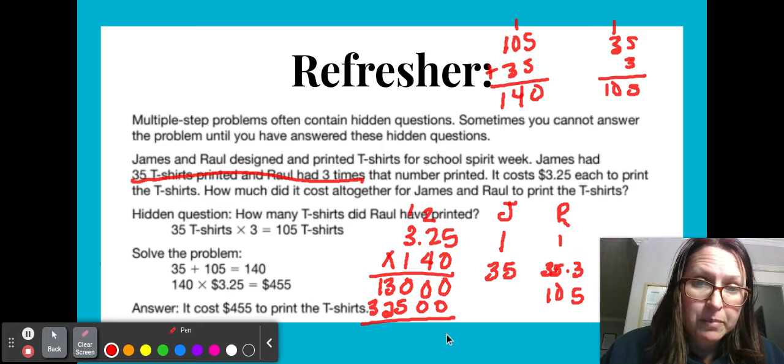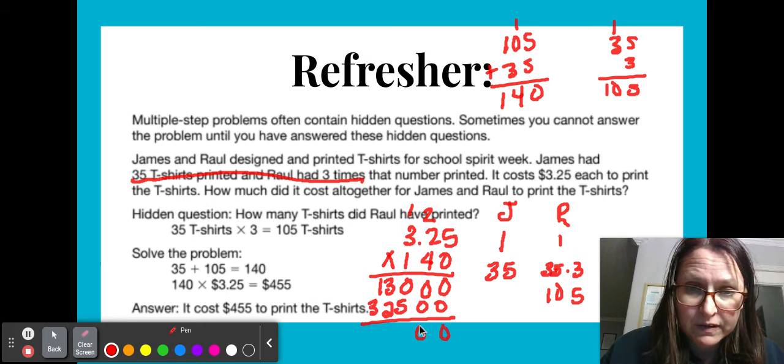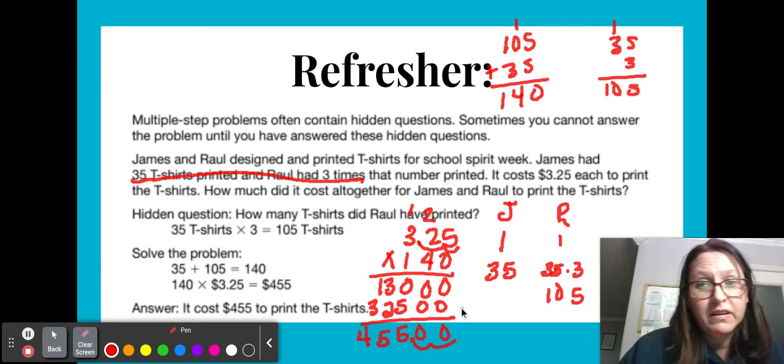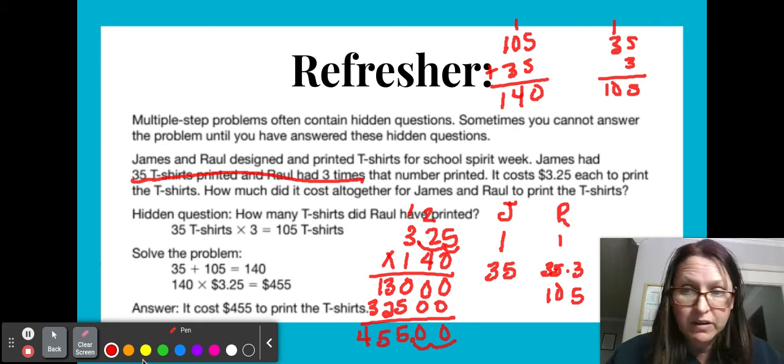So now I've got to add it up. 0 plus 0, 0 plus 0, 5 plus 0, 3 plus 2 is 5, 3 plus 1 is 4. Now I've got to count my decimal places. 2 decimal places here, 2 decimal places here. So my answer is $455.